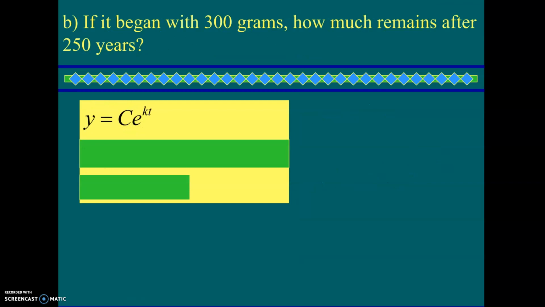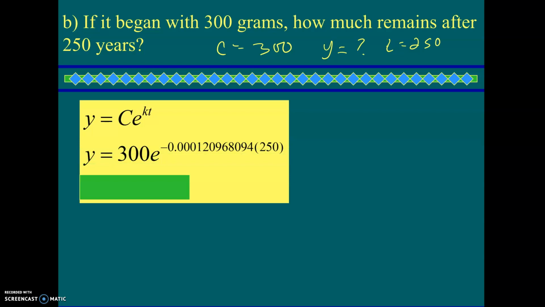Anyway, let's take this question one step forward, and let's suppose I started with 300 grams. How much remains after 250 years? Okay, so my 300 is c, that's my initial amount, and then my y is what I'm solving for, and t is 250. Well, now that I already solved for k from before, since it's a half-life problem, it's pretty straightforward. I'm just going to plug and chug.